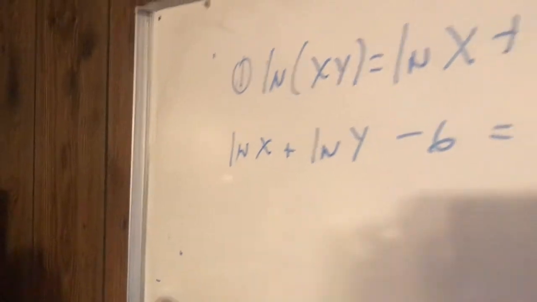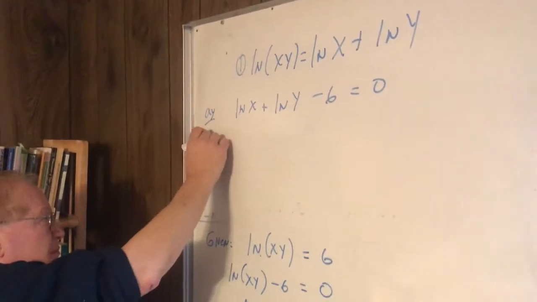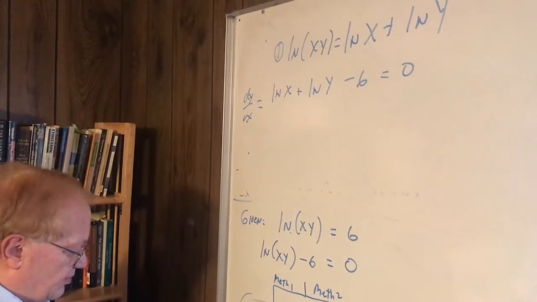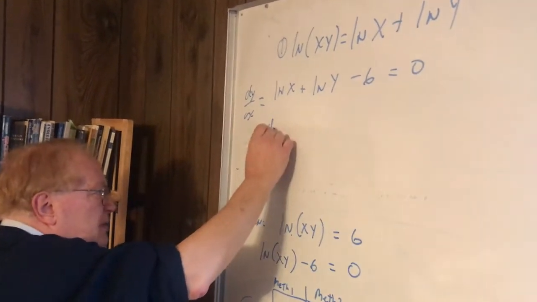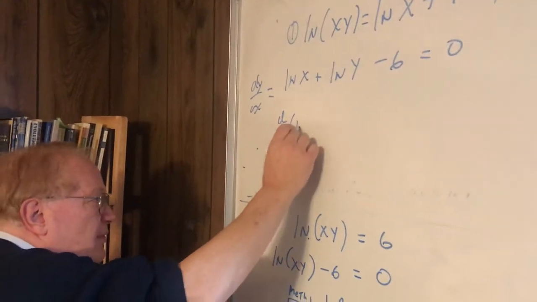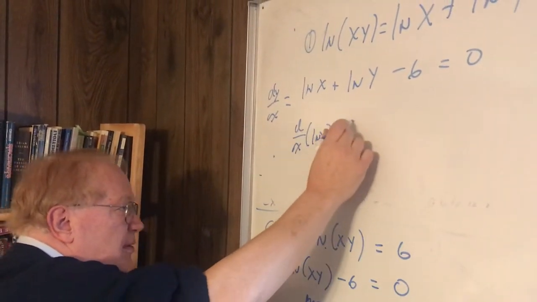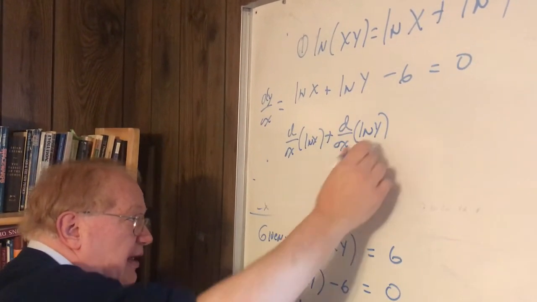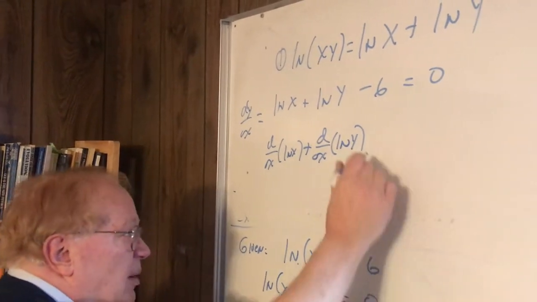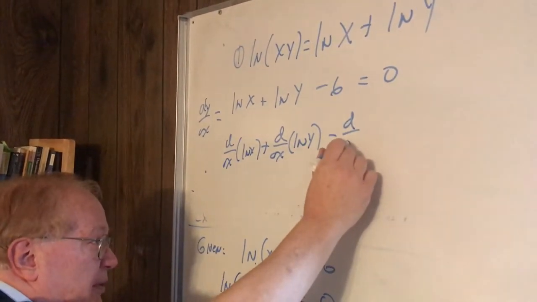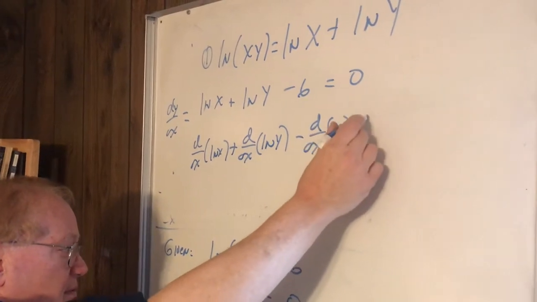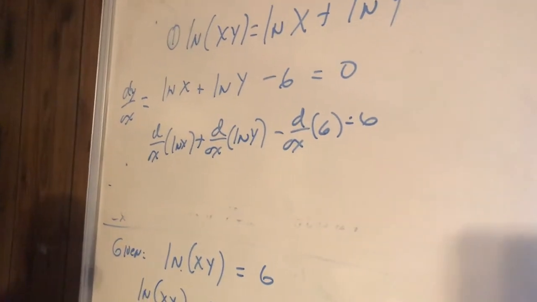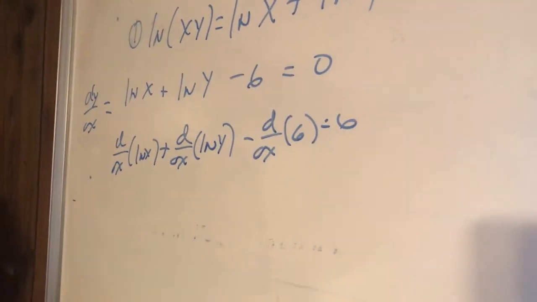All right, so I want to find dy/dx. I can take the derivative of each separate step: d/dx of the log of x plus d/dx of the log of y. Well, notice I still have to do implicit differentiation here, but it becomes simpler.